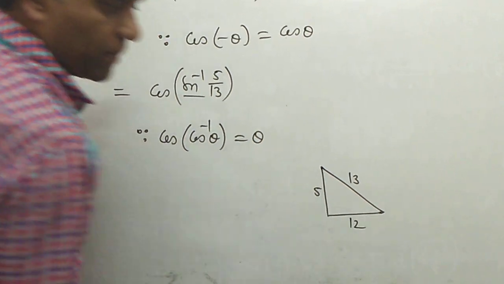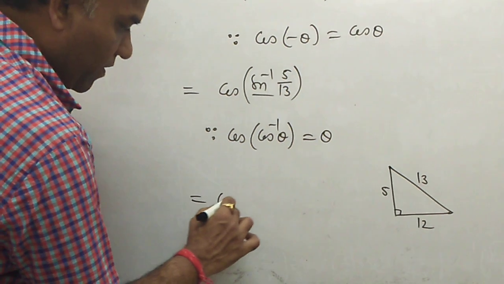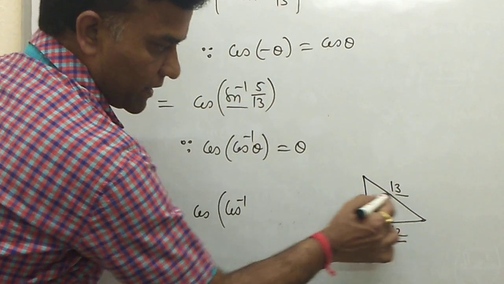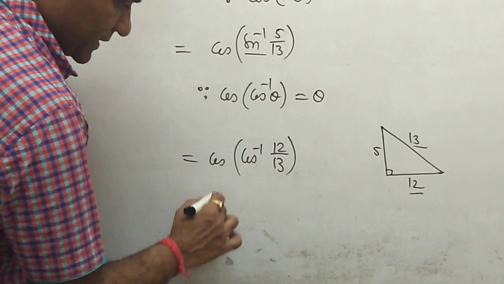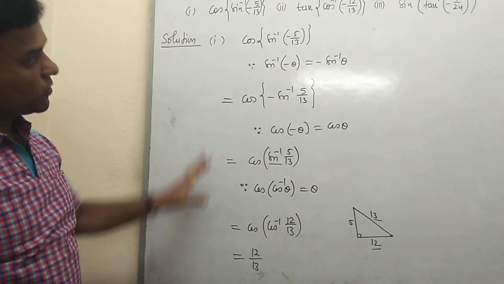So this value is related with 12, using the Pythagoras theorem, and then we have cos of cos inverse 12 by 13. So you write down here 12 by 13 and the result is 12 by 13. Okay, so in this way you proceed with the questions.